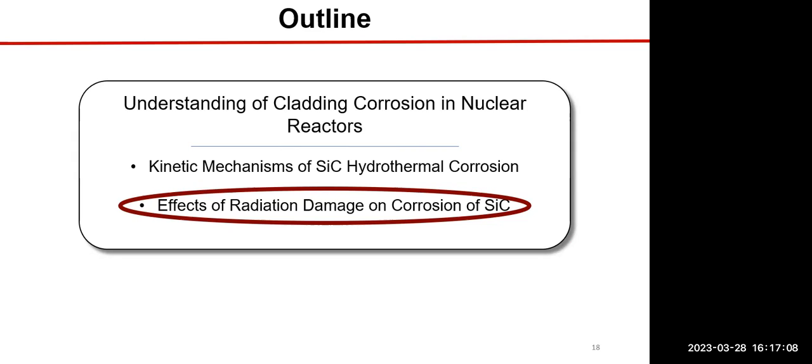Here I want to mention that I will mainly focus on the grain boundary region. As I mentioned before, the polycrystal will have multiple grain boundaries. Corrosion will definitely be enhanced there under radiation conditions. So that's why we mainly focus on the grain boundary region corrosion.